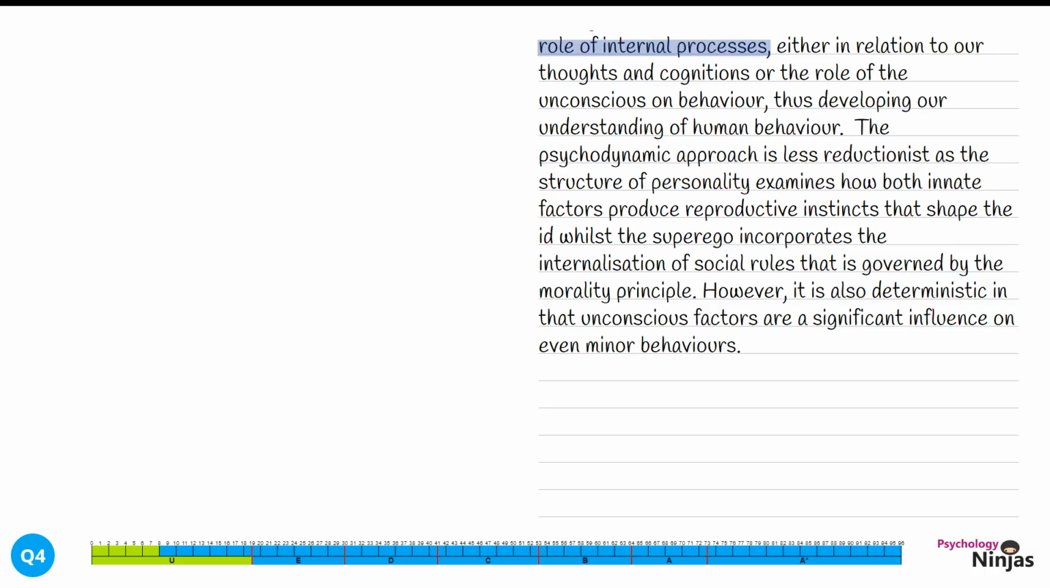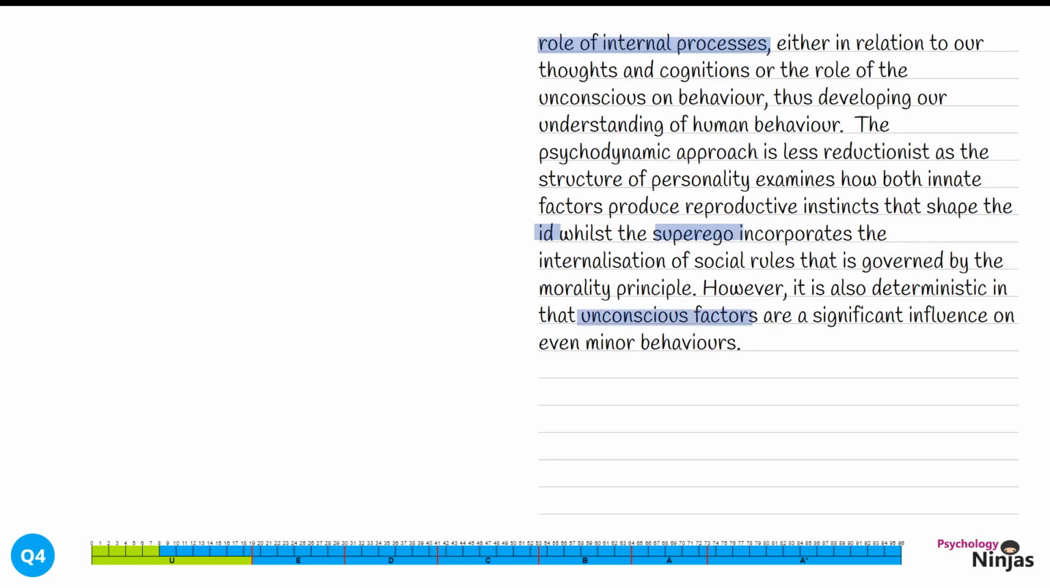By discussing the role of the id and the superego, we explain how the psychodynamic approach is less reductionist. We've countered this by saying it is also deterministic, which is also a similarity to the cognitive approach, by talking about how unconscious factors are the role and cause of behaviour. It's time to make a judgment once again.